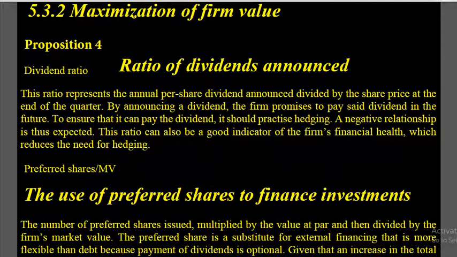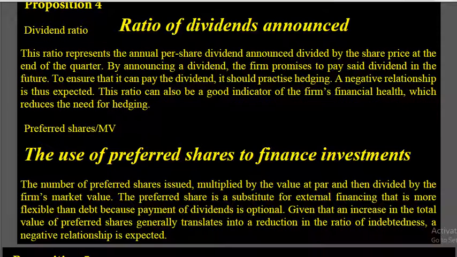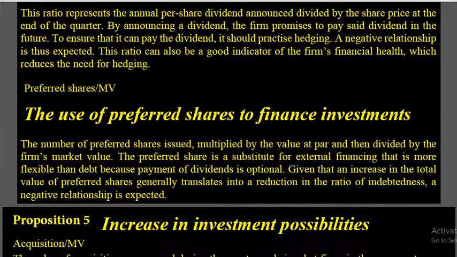Okay, so in the end, maybe this is ambiguous, because to ensure that it can pay the dividend, it should practice more hedging, and a negative relationship is thus expected. This ratio can also be a good indicator of the firm's financial health, which reduces the need for hedging. Now, for the use of preferred shares.